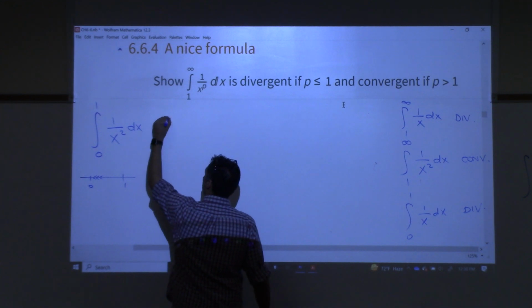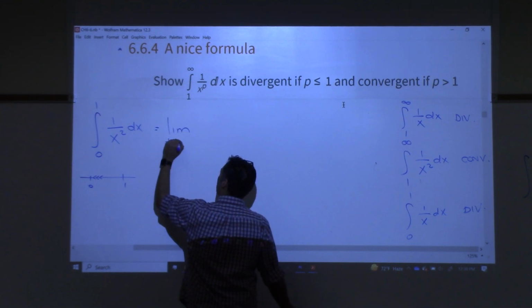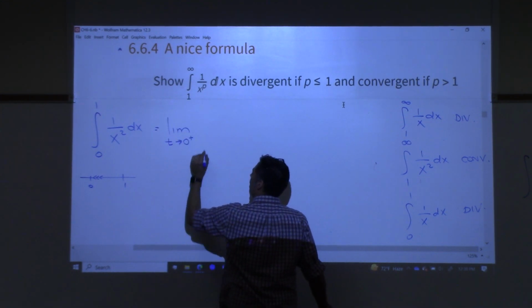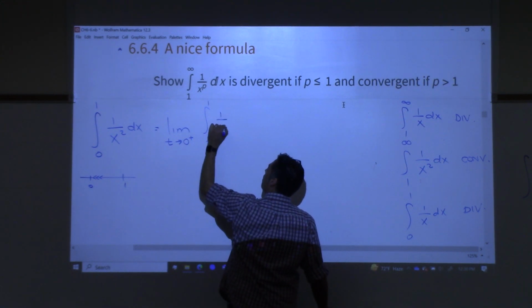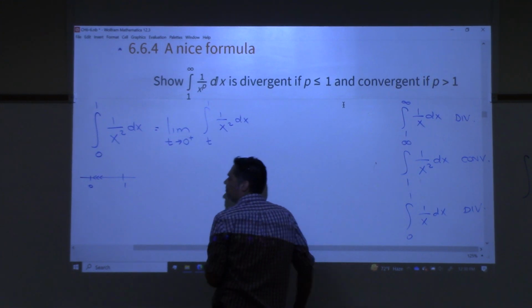So I'm going to rewrite this. I'm going to go limit, t is going to approach 0 from the right, and I'm replacing the lower limit of integration with t, then to 1, and then 1 over x squared dx.